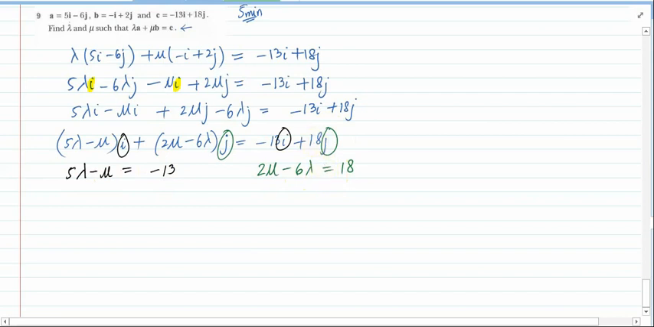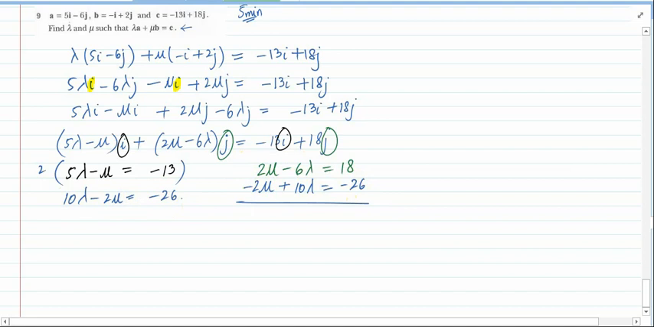So what I will do, I will multiply my first equation by 2. It will be 10 lambda minus 2 mu is equal to minus 26. Alright, and I will use this equation to solve with this one. So that is minus 2 mu plus 10 lambda equals minus 26. Minus 2 mu and plus 2 mu cancel. So minus plus is plus, 10 minus 6 is 4 lambda is equal to minus 26 plus 18, it's minus 8. So lambda is negative 2.